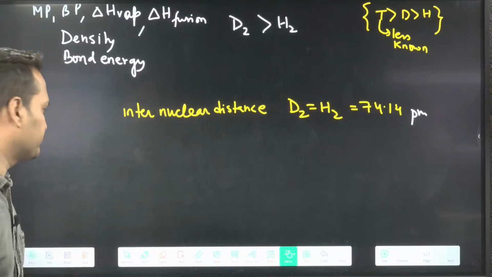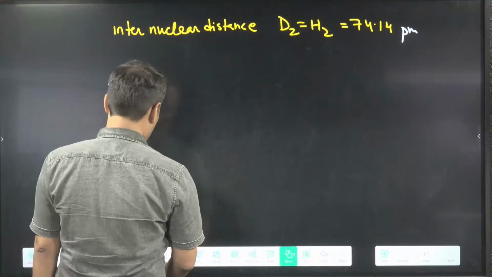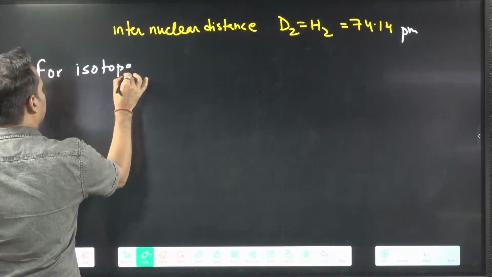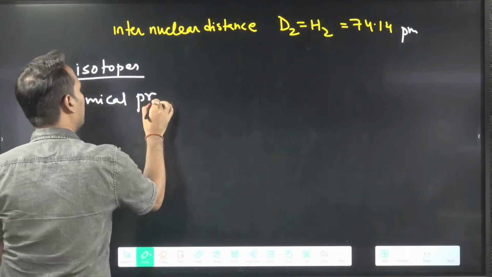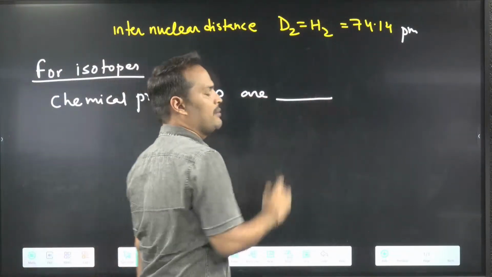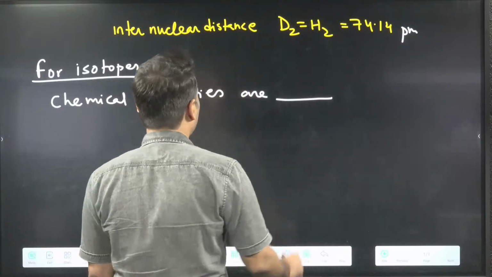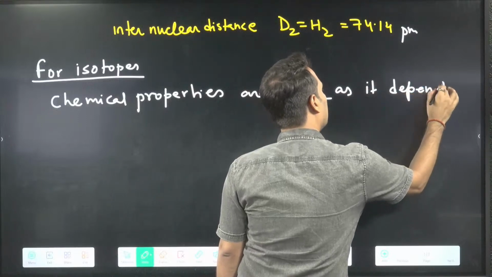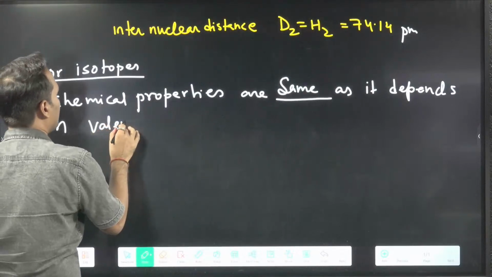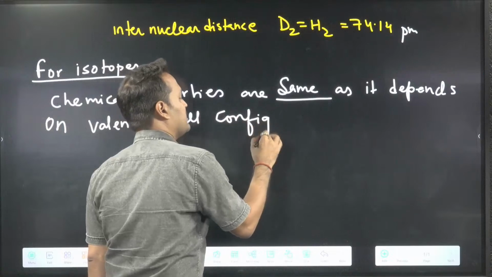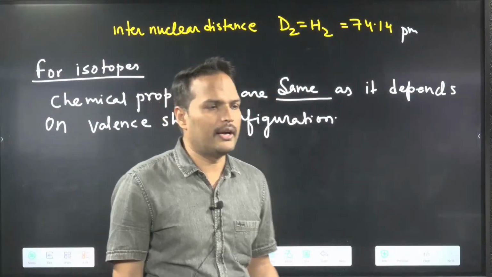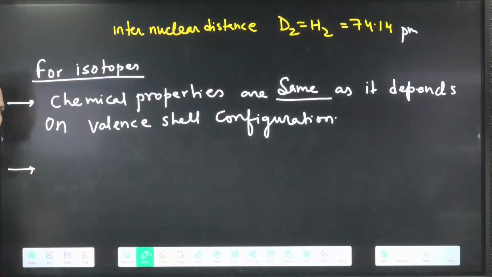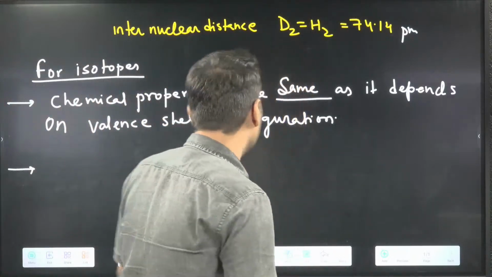Now finally, what we have to see next is how isotopes differ. For isotopes, what they will say is that chemical properties are the same. Chemical properties are the same or different? Same, because chemical properties depend on valence shell configuration, which is the same for all. Clear or not? Hydrogen is 1s1, deuterium is 1s1, tritium is 1s1. So chemical properties are the same, but two things are different. ROR.